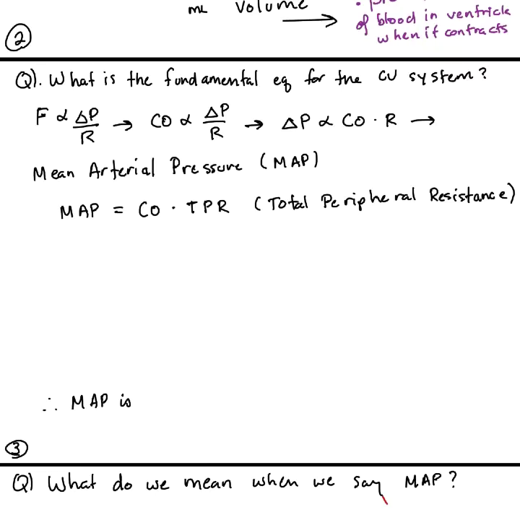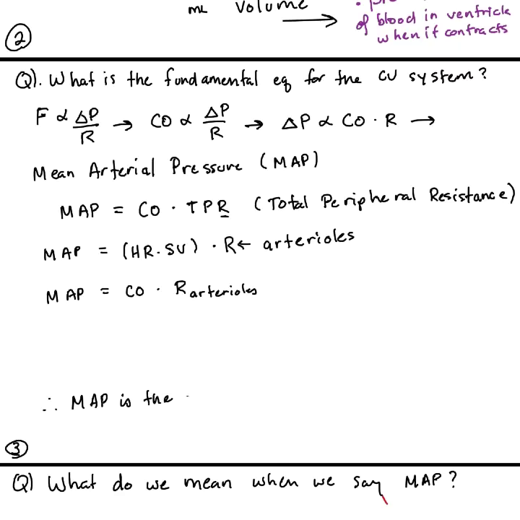We're going to say that MAP is equal to cardiac output, which we've just defined as heart rate times stroke volume, times, and we're going to shorten this up to just R. R will represent our total peripheral resistance, but that resistance is going to be a special one. We're not going to focus on the resistance of all of the blood vessels; we're going to focus on the resistance of the arterioles, for reasons we'll talk about in a minute. So let's rewrite this as mean arterial pressure is equal to cardiac output times the resistance of the arterioles. And we can say that the mean arterial pressure is the product of cardiac output and resistance.